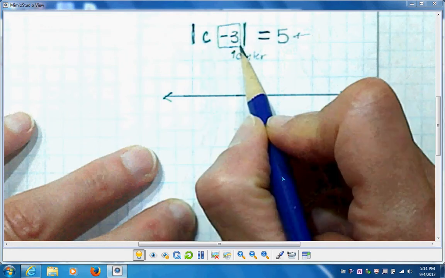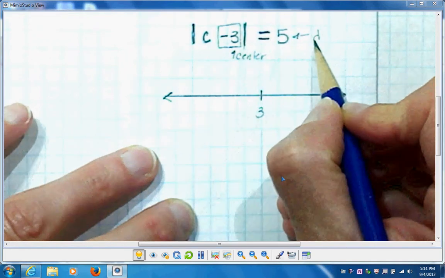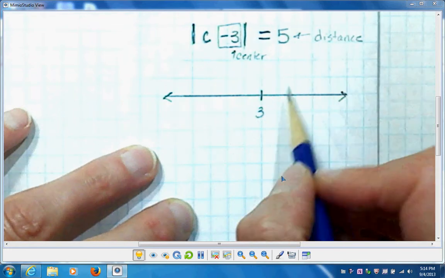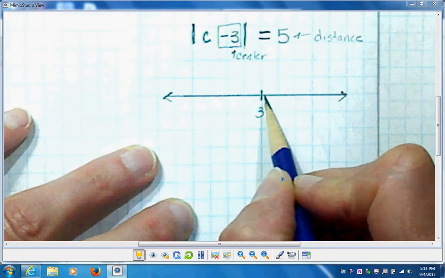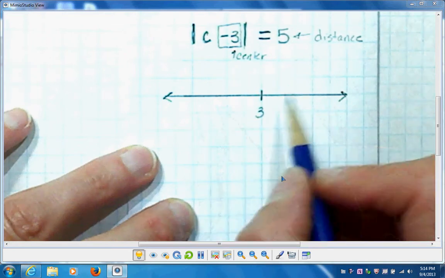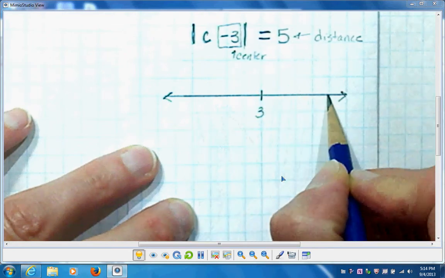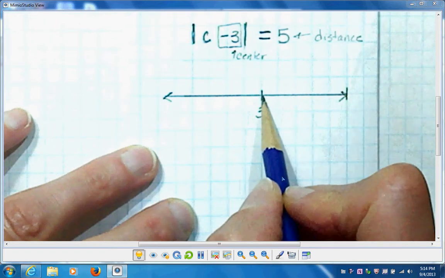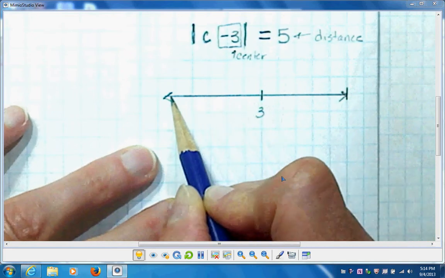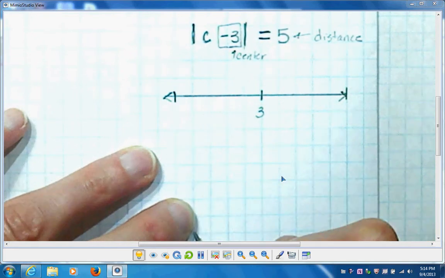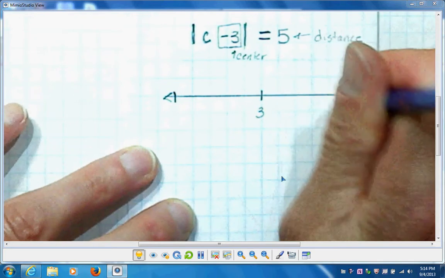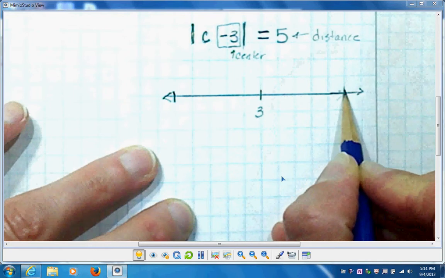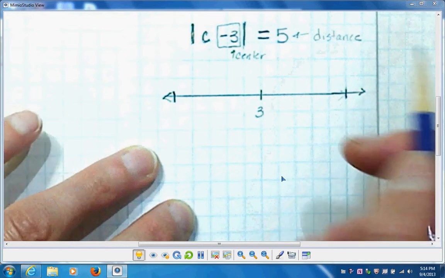And absolute value is a measure of distance. So 5 is our distance. That means we want to go 5 units to the right, 5 units to the left. So if I go 5 units, I go 1, 2, 3, 4, 5, I end up right here. And if I go 5 to the left, I go 1, 2, 3, 4, 5, and I end up right here. I'm going to extend my number line a little bit so it doesn't end right at the value that I'm interested in.